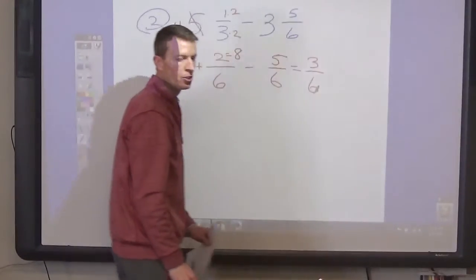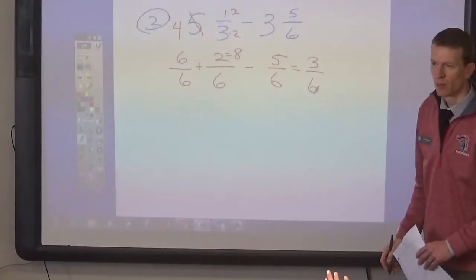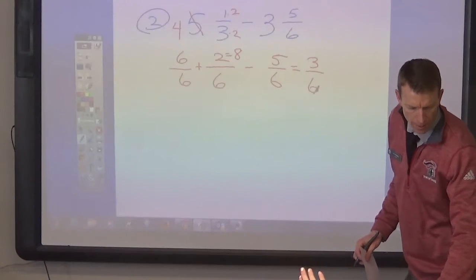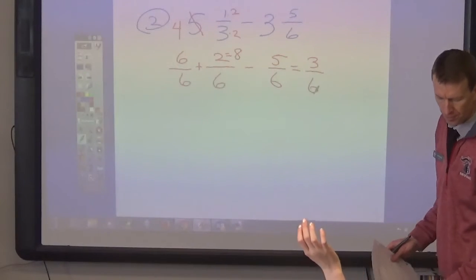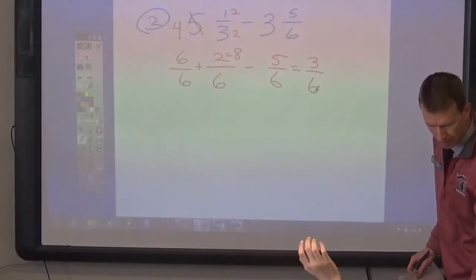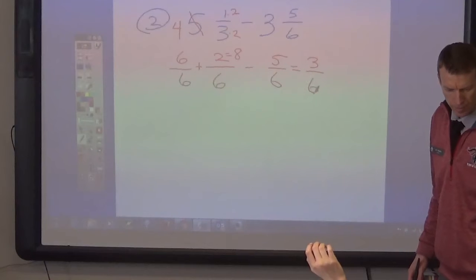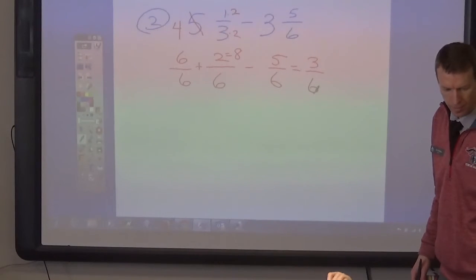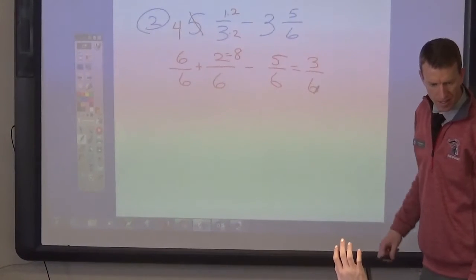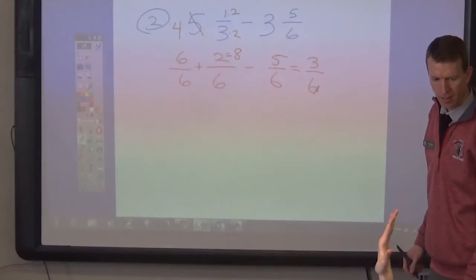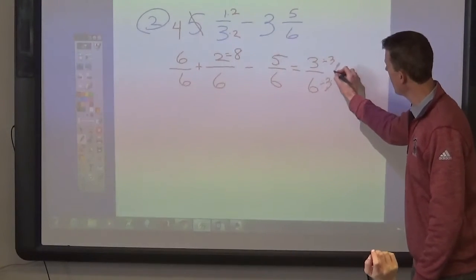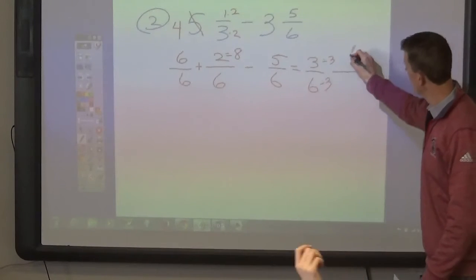Which is reduced to, we should reduce that to what? What should we reduce that to? Raiden. 3/6. Are you paying attention? 1/3. No. Divide by 3. That's the common factor. 1/2.